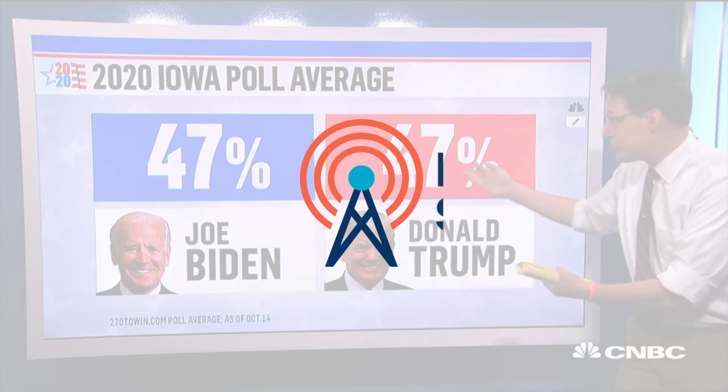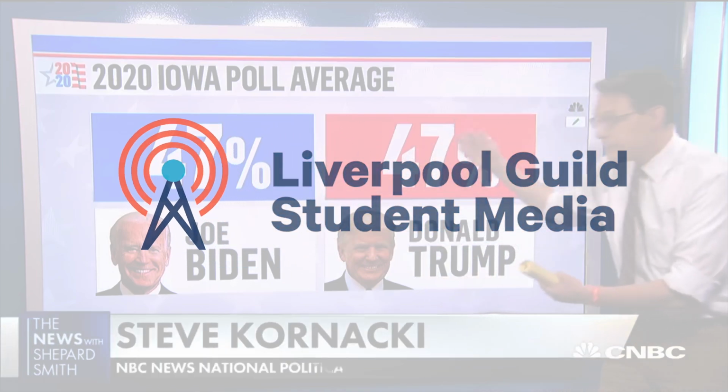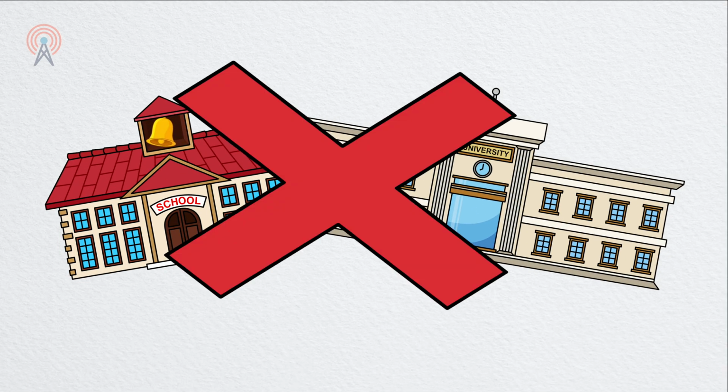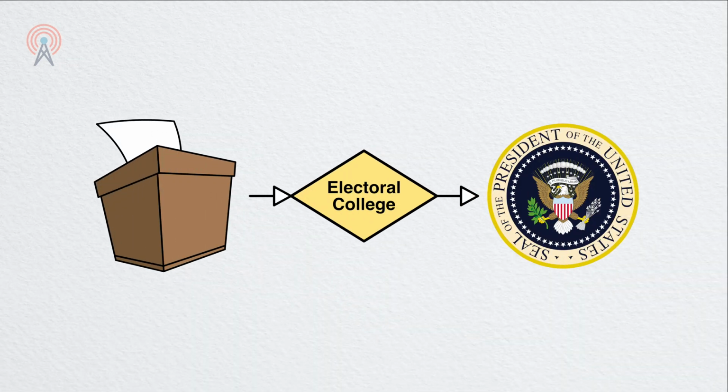This is the poll average in Iowa right now. Biden 47, Trump 47, a tie. When we talk about an electoral college, we don't mean a school or university. The Electoral College is simply a system the United States uses to elect its president.